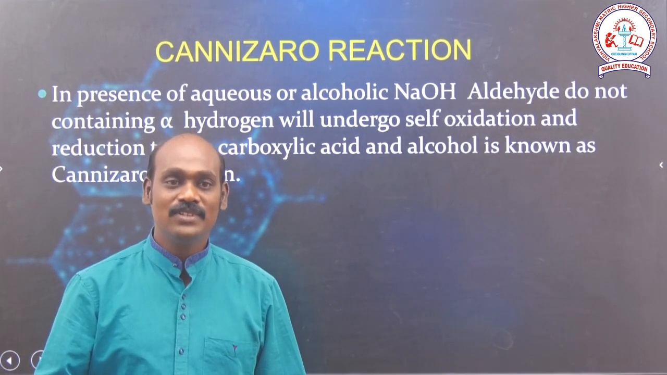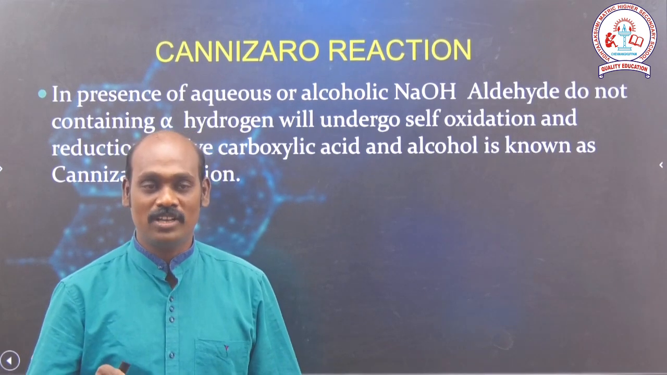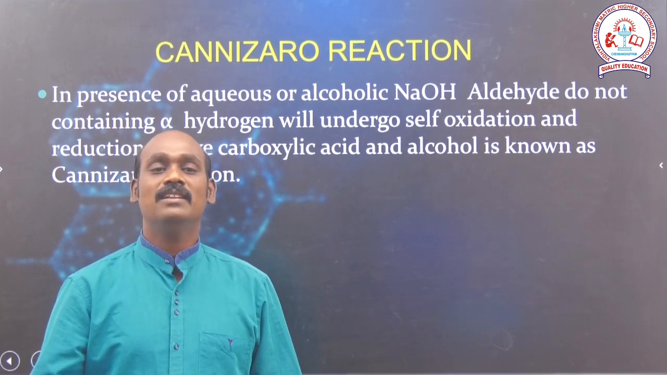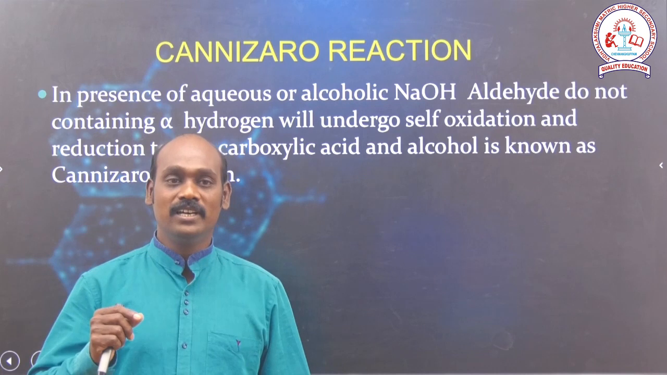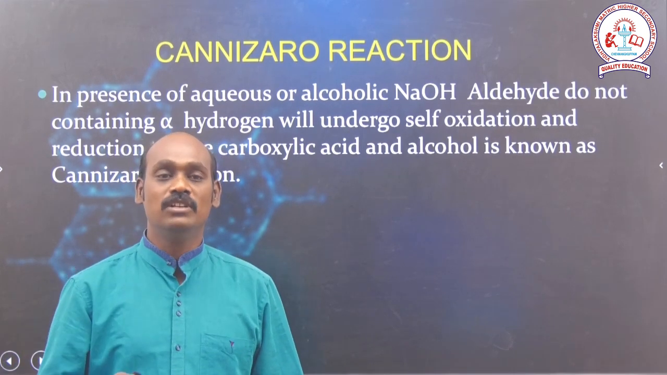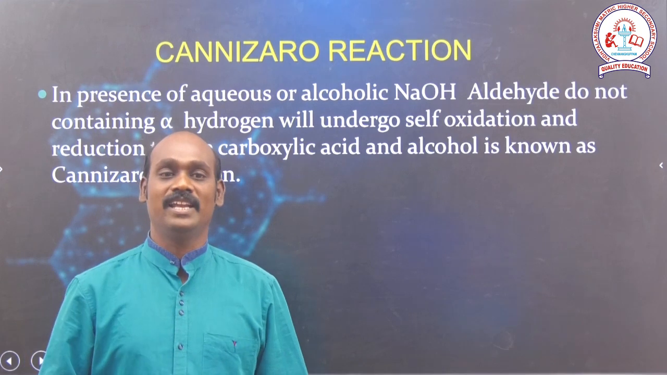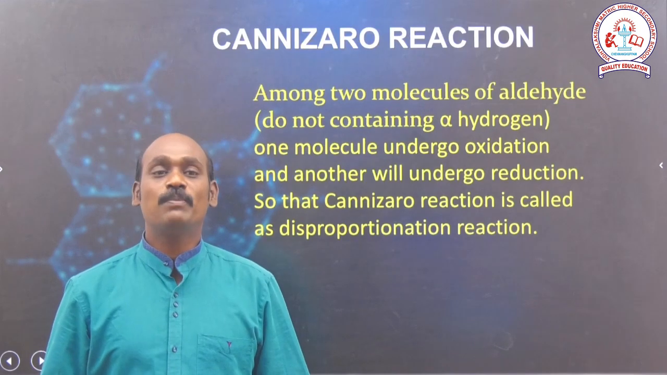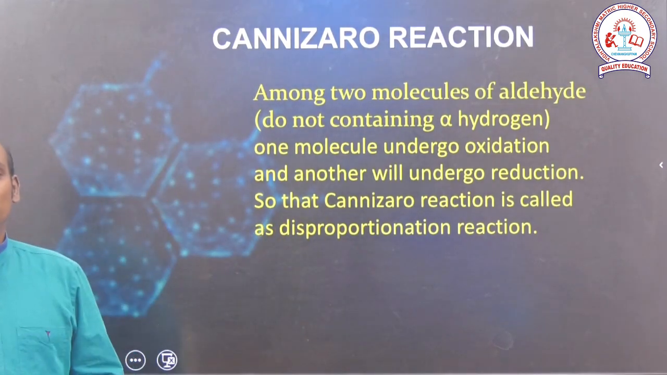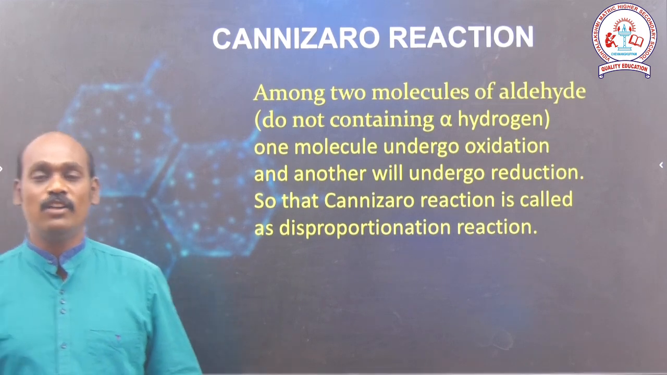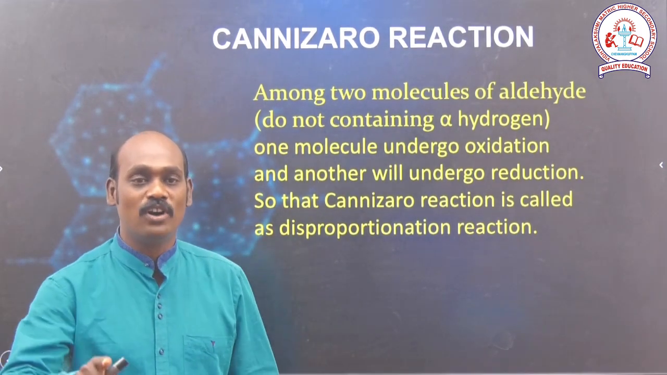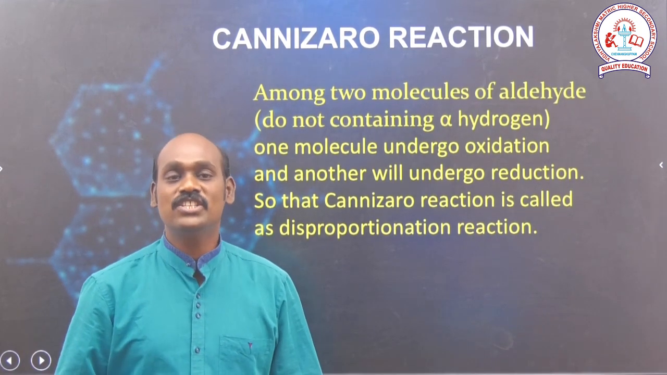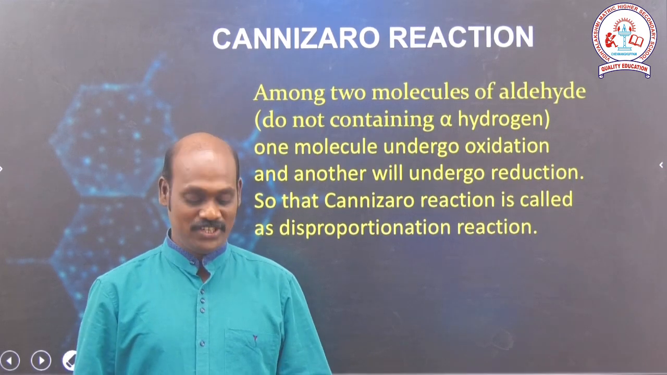So in the presence of sodium hydroxide or potassium hydroxide in alcoholic or aqueous medium, it produces alcohol and carboxylic acid. Among the two molecules, one will undergo oxidation and the other will undergo reduction. That's why it is called a disproportionation reaction. So the Cannizzaro reaction is called a disproportionation reaction.